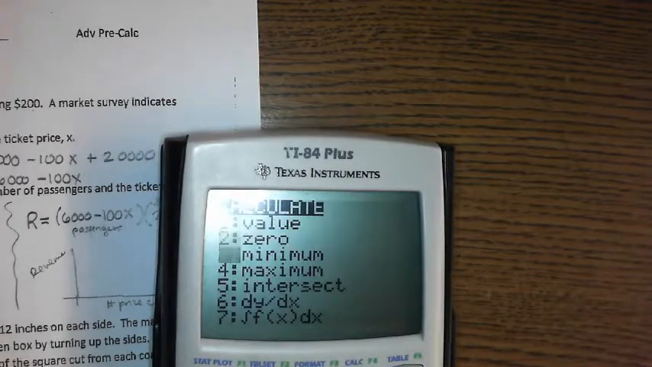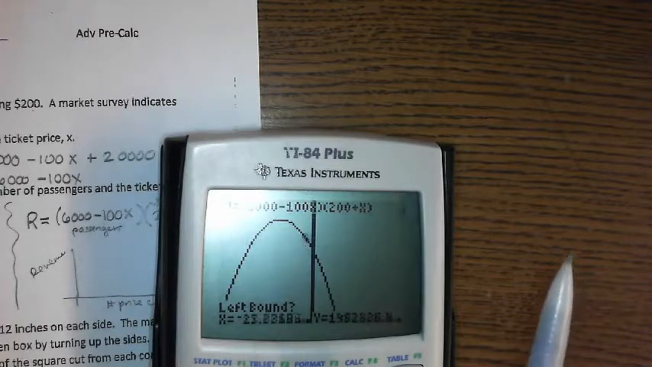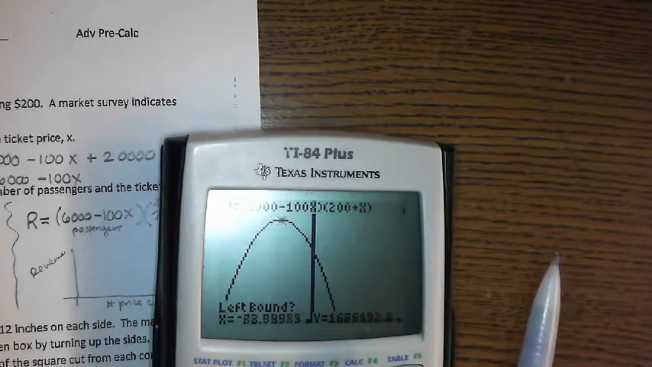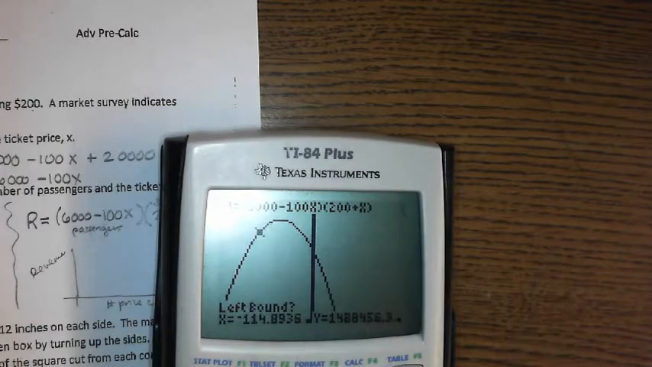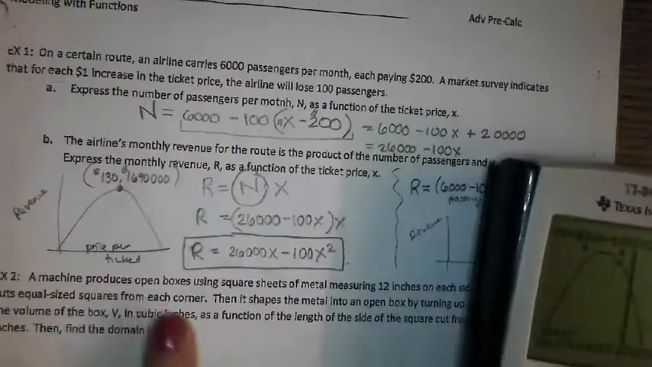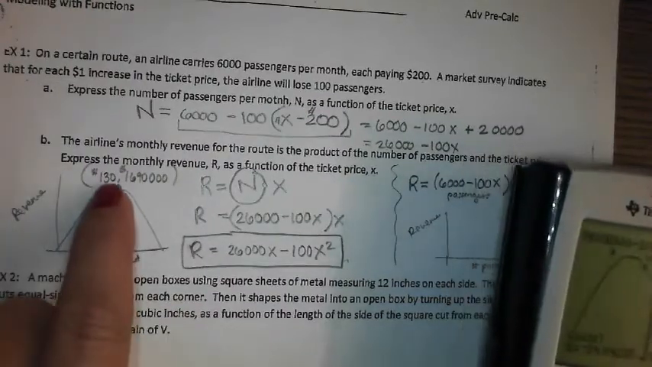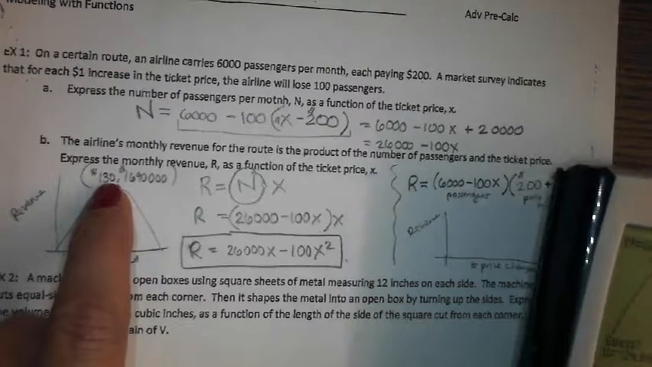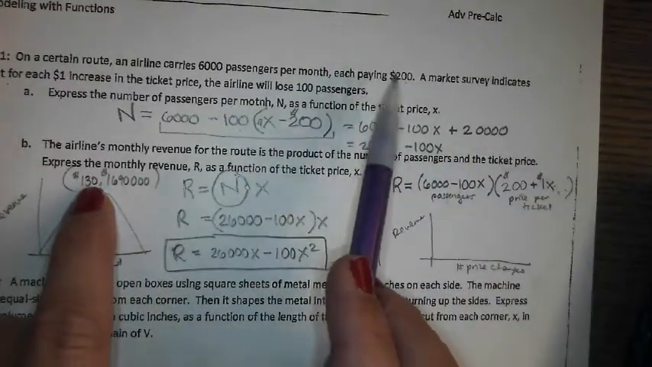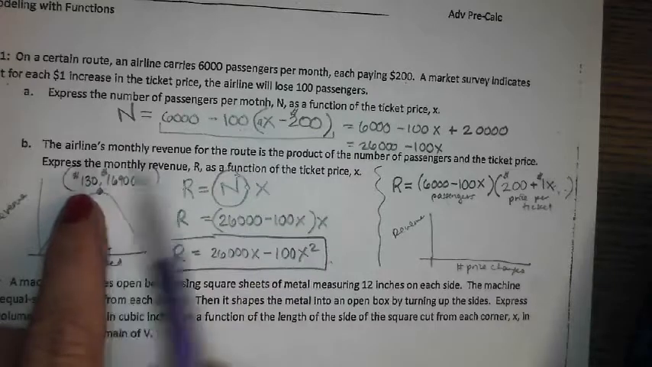So our maximum profit is going to be here. Second trace, maximum, left bound, right bound. What are we going to get? Because we should already know the answer. We know that the price is $130 that we should be charging. So you tell me, how many times is that decreasing it by $1?